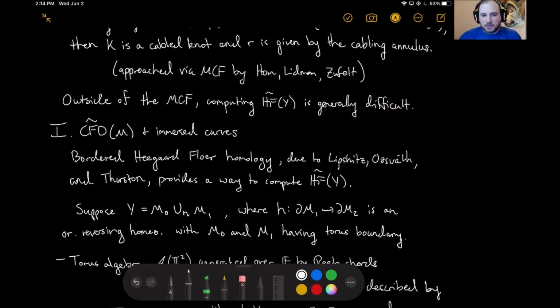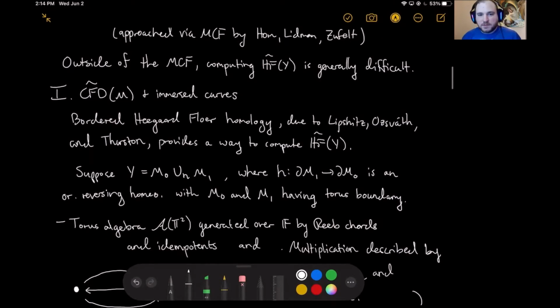So what you do is you take your 3-manifold Y and you break it up into two halves, and you relate them by gluing along those boundaries, such as h here from the boundary of M1 to the boundary of M0, that should say. You want it to be an orientation-reversing homeomorphism. While this isn't a necessary condition to assume, for this talk, we'll have M0 and M1 both sharing a torus boundary.